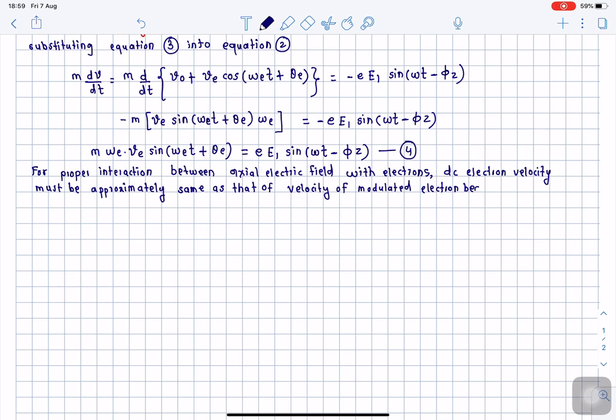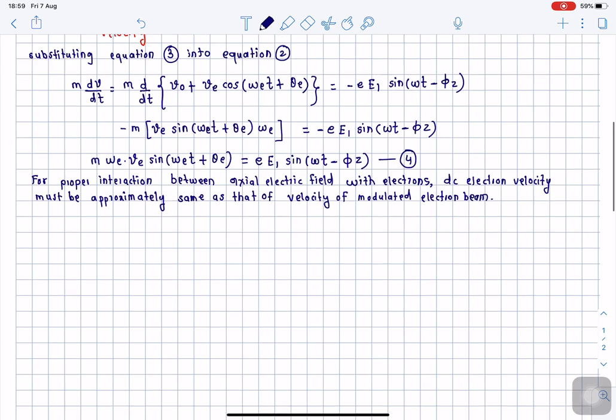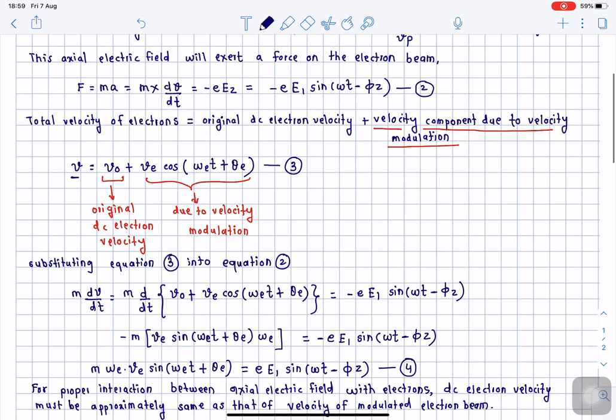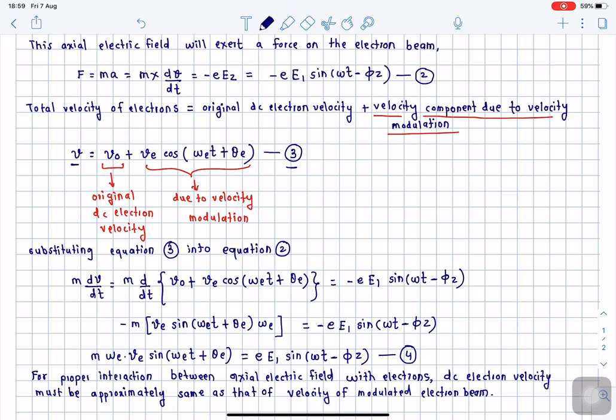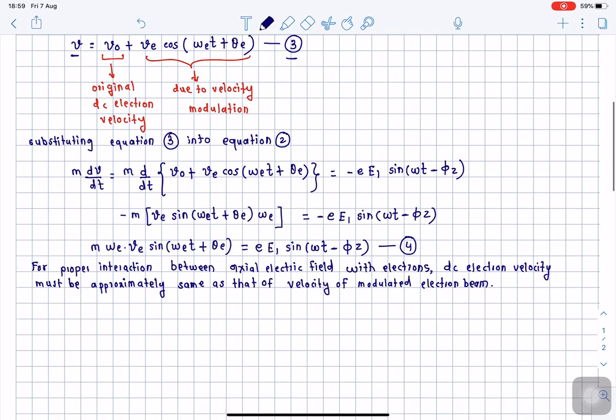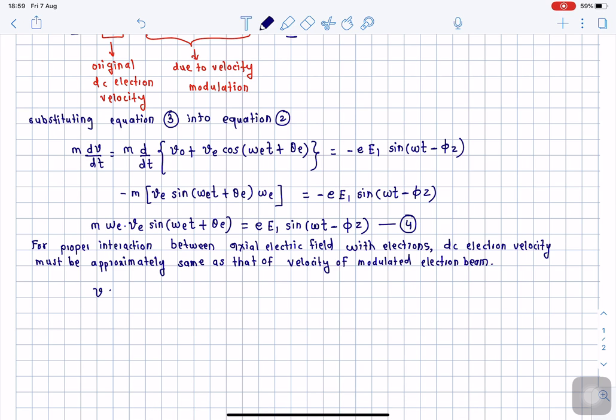See here, what we are assuming is that we already saw that the total electron beam is divided into two components, which is specified by equation number 3 over here, where we consider the first part to be the original DC electron velocity and the second part is the velocity component which is happening because of the velocity modulation process. Now in order for the complete interaction to take place effectively, we should assume that both of these velocities are going to be the same. So here we can assume v is equal to v0. Let us call this equation number 5.